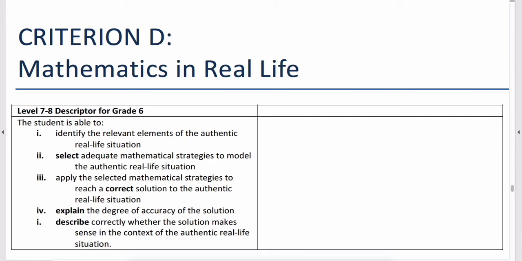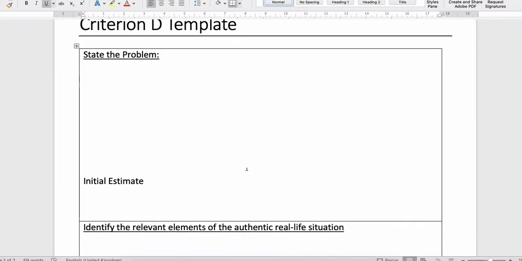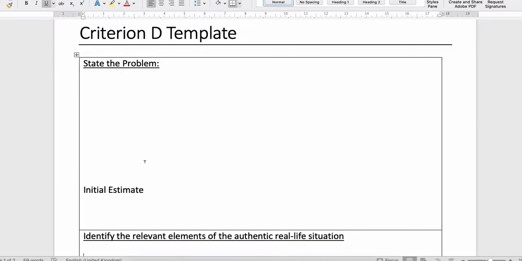In this video, we are going to see how you can prepare for a Criterion D summative, applying mathematics in real life. If we look at the criteria descriptor for grade 6, you have a couple of strands here. And don't worry so much about it, because in the summative you will be given a template. And the template looks like this. This is where you state your problem and your initial guess or estimate.